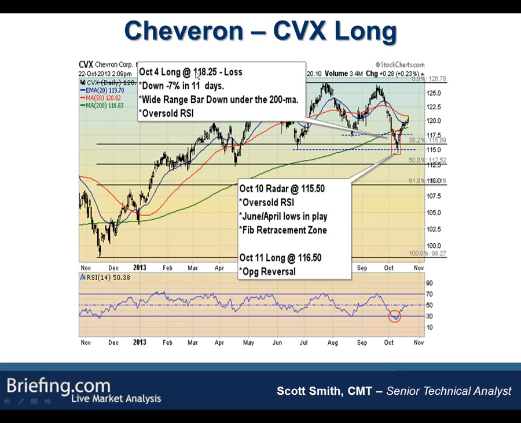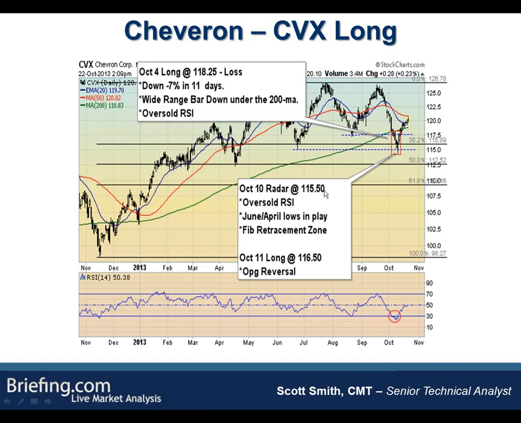So we did take the long here around 118 and a quarter, and we did get stopped out for about a $1.50, I think $1.75 loss, as that failed the next 2 days. But even though it failed, I still kept it on my radar because it was a very oversold name at this point. It was down about 9%. It had taken out its June low, I believe. The Fibonacci retracements were back in play around this 115 area. RSI was more oversold. I was a little more cautious this time about getting long, looking for any sign of weakness or an opening reversal.